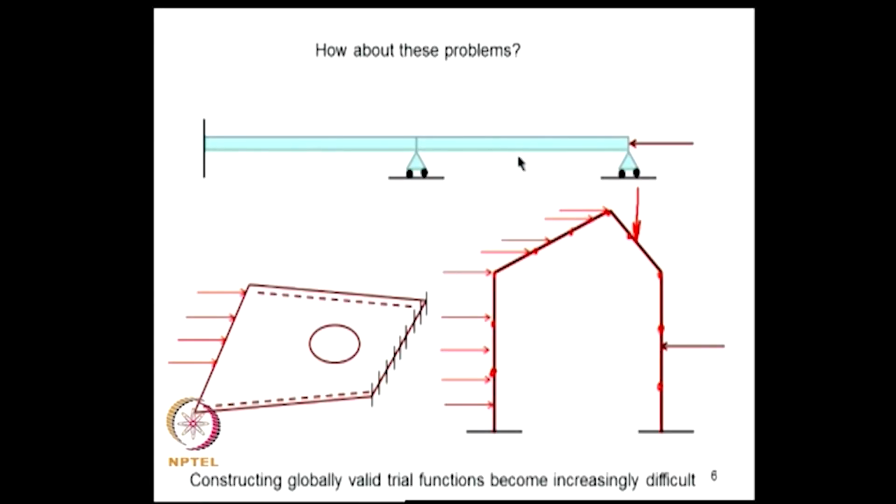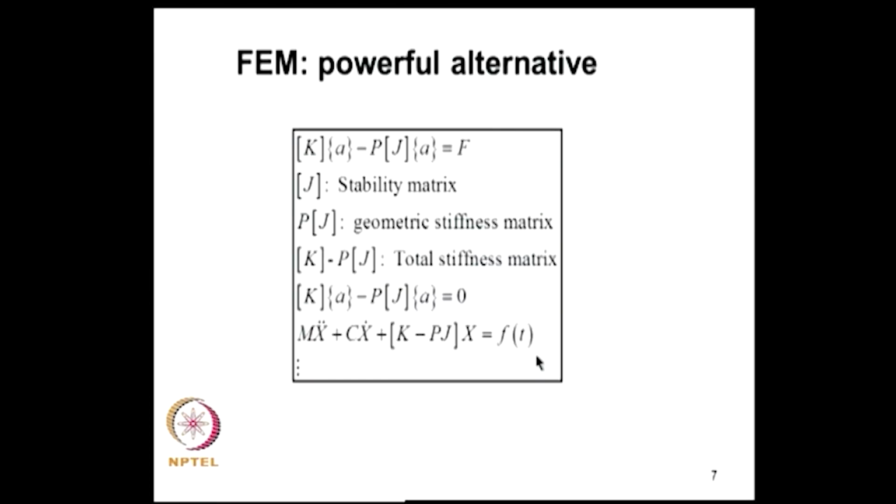In the Rayleigh-Ritz and Galerkin's method, we constructed trial functions which are globally valid, and as we have seen in the discussion of vibration problems, constructing trial functions which are globally valid for these type of built up structures is not possible. What we do is we divide the domain of the structure into subdomains, and within a subdomain we interpolate the field variables in terms of the nodal values of the field variables, and that is the finite element method, and that provides a powerful alternative to tackle problems of stability analysis as well.